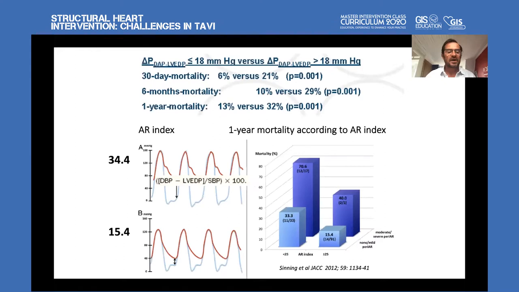They make an AR index, which is the diastolic blood pressure minus the left ventricular end-diastolic pressure, divided by the systolic blood pressure. If, as you see on the right, it is bigger than 25, then the mortality will be lower. But if it is less than 25, then you will have a very high mortality. And this is the criterion that we still use in order to be sure that we will not leave an aortic regurgitation that is too important.